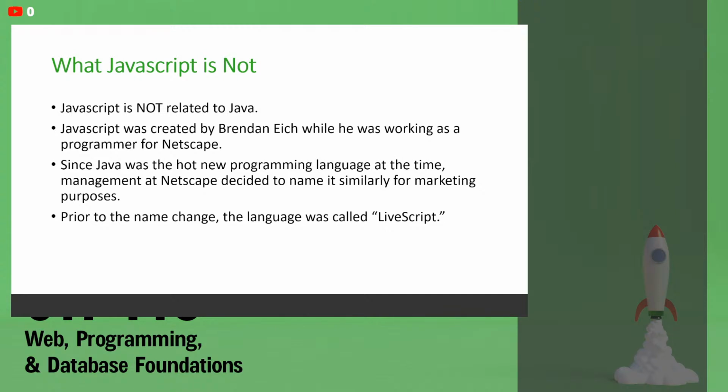By the time the mid 90s came around, Java was the big hot programming language everybody was wanting to learn and work with. And so since Java was the hot new programming language at the time, the management at Netscape said, well, what if we named this something similar? Right, so people can relate it to their love for Java, and maybe they'll want to use it. Right, so that's where the name JavaScript came from. It was basically just done for marketing purposes. Kind of clickbaity.